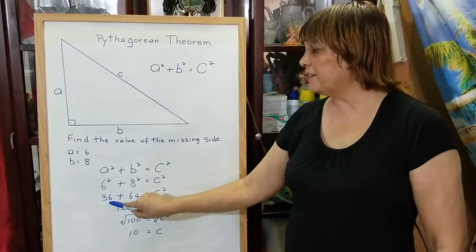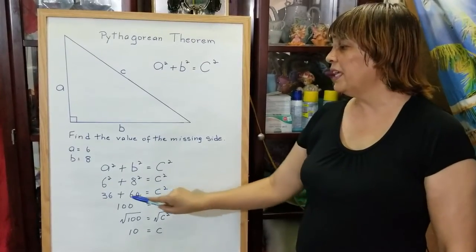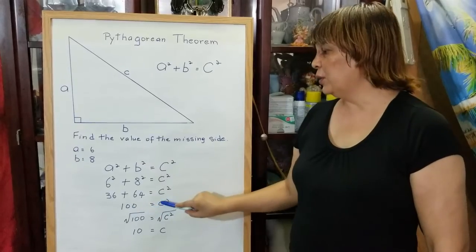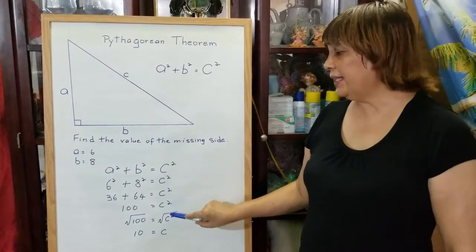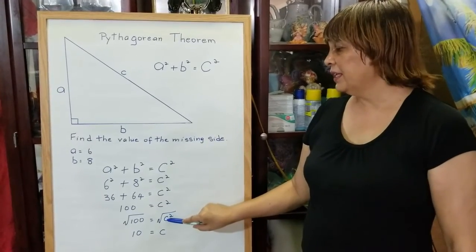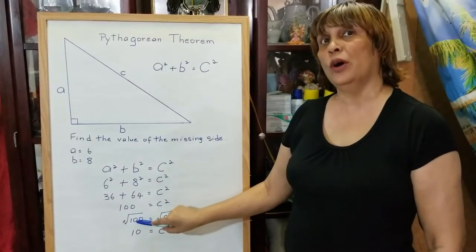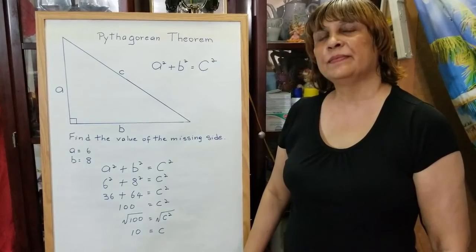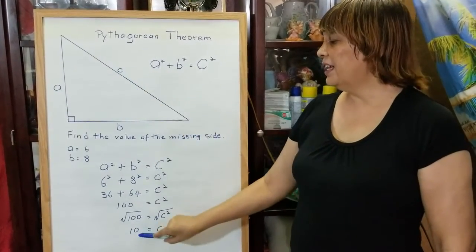Squaring the values gives us 36 plus 64 is equal to C squared. Adding these two values gives us 100 is equal to C squared. Now, if we want to find C, we take the square root on both sides of the equation. So we have the square root of C squared is equal to the square root of 100, or C is equal to 10. That is how we find the side C as 10.